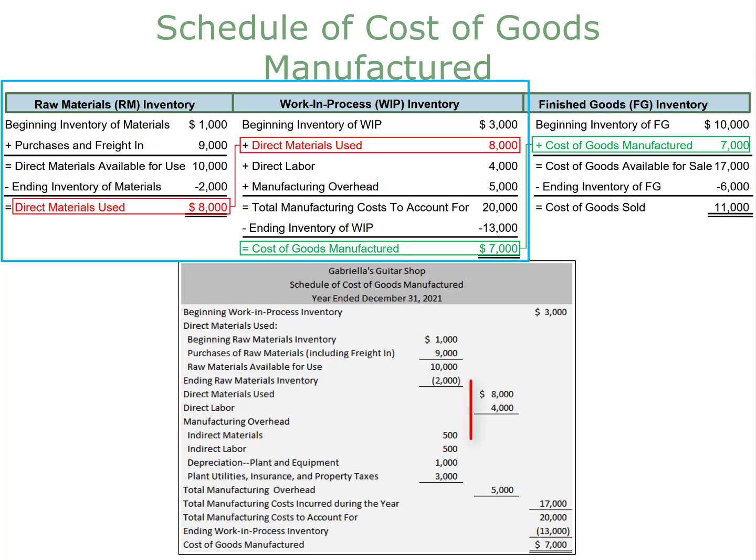So the product costs total $17,000. Then we add that to the $3,000 of beginning work in process, giving us $20,000 of manufacturing costs to account for. We then subtract our ending inventory of work in process, and we arrive at our $7,000 of cost of goods manufactured. This amount is then transferred to finished goods, where those newly finished guitars are now up for sale.